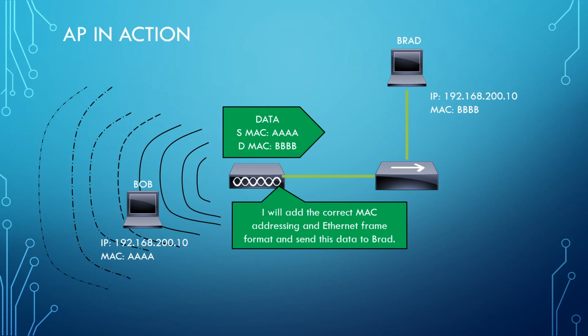Now, it's important to understand that 802.11 still communicates at layer 2 using MAC addresses. However, the actual format of the layer 2 information is different. Essentially, the information that it's adding to the data is going to be different to the information that Ethernet would add to the data. So, all the access point does is take Bob's MAC address and Brad's MAC address, put that information into a format that Ethernet understands, that Ethernet will use, and we are going to see this format once we dive deep into the Ethernet protocol, and send that data over to Brad.